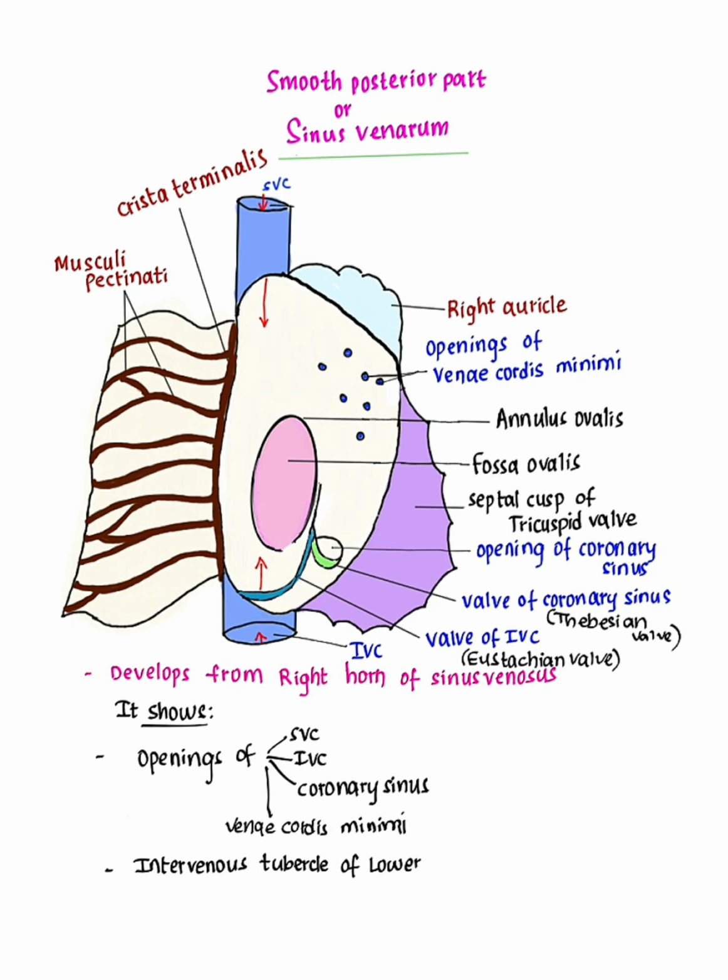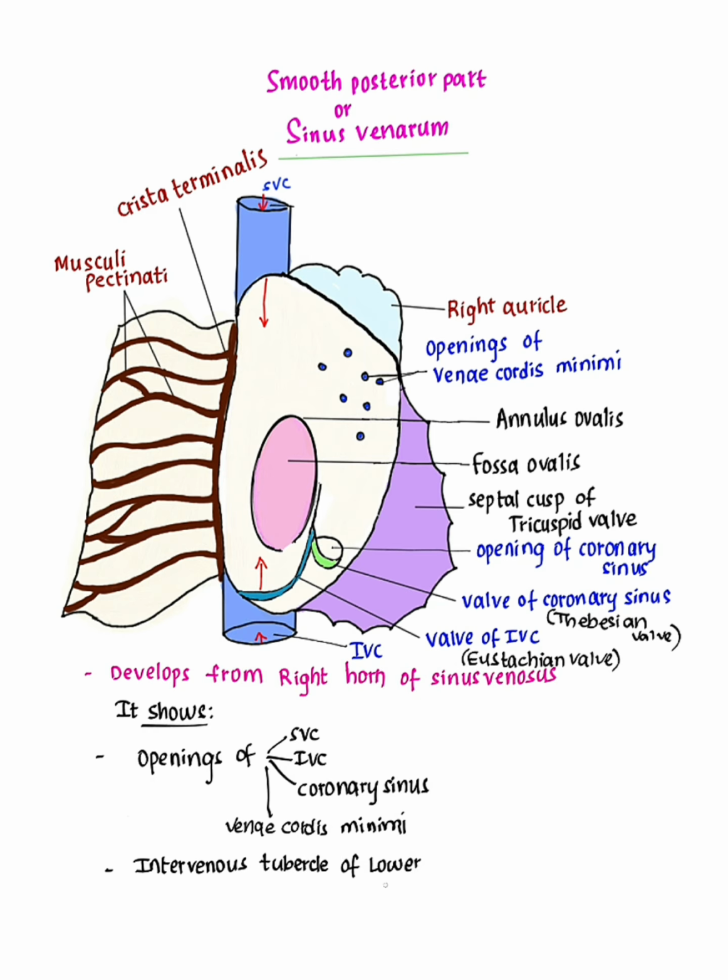Coronary sinus. Opening of coronary sinus is present between inferior vena cava opening and right atrioventricular orifice. The opening of coronary sinus is guarded by a valve called valve of coronary sinus or Thebesian valve. Vena cordis minimi. These are small veins present in walls of all the four chambers. They open into right atrium through small foramina.